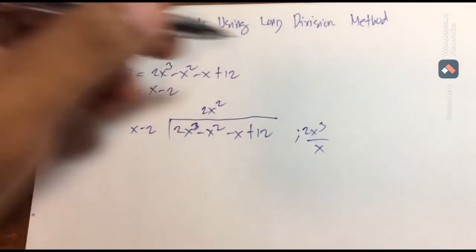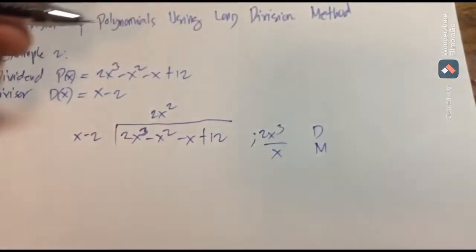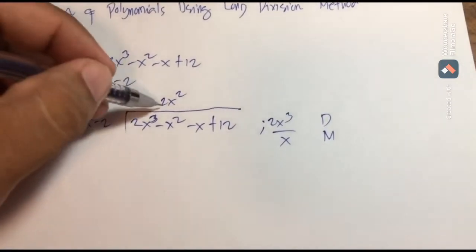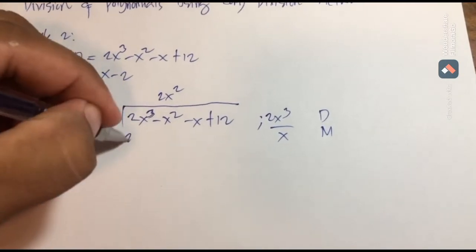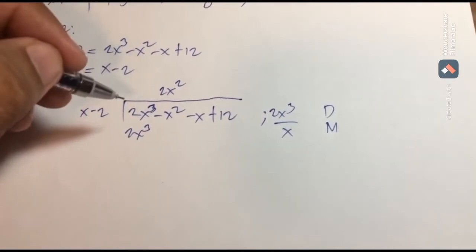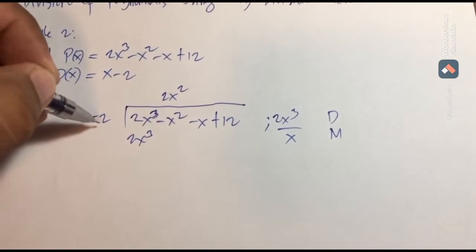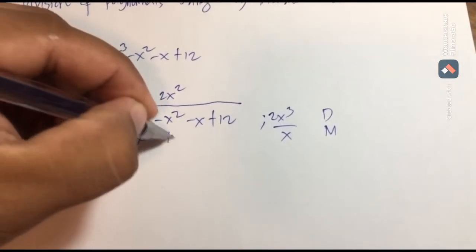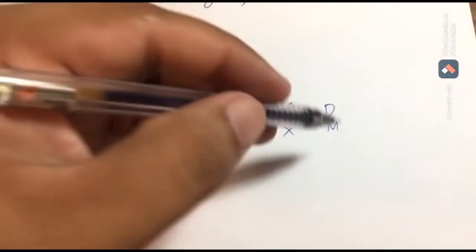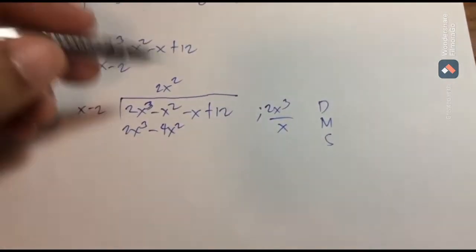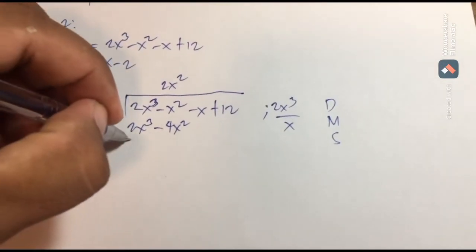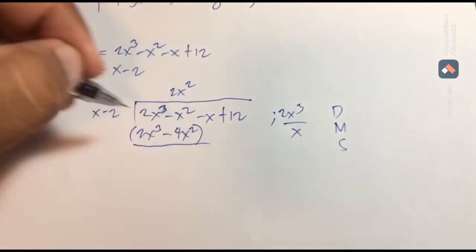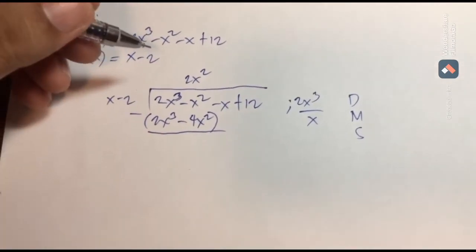So after divide, we multiply 2x squared times x minus 2. So 2x squared times x is 2x cubed. Then 2x squared times negative 2 is minus 4x squared. After multiplication, we will subtract. We will write open close parentheses. Okay, do you still follow?